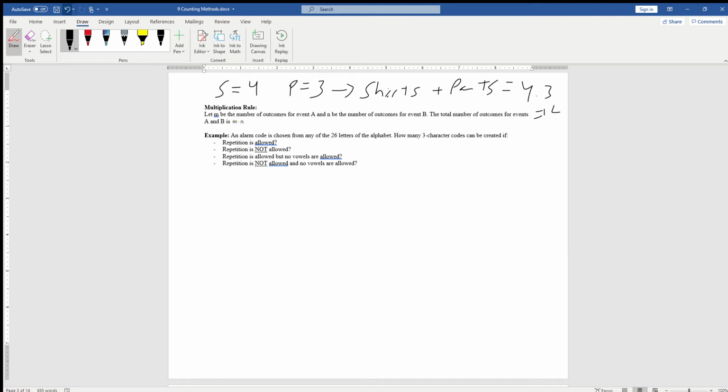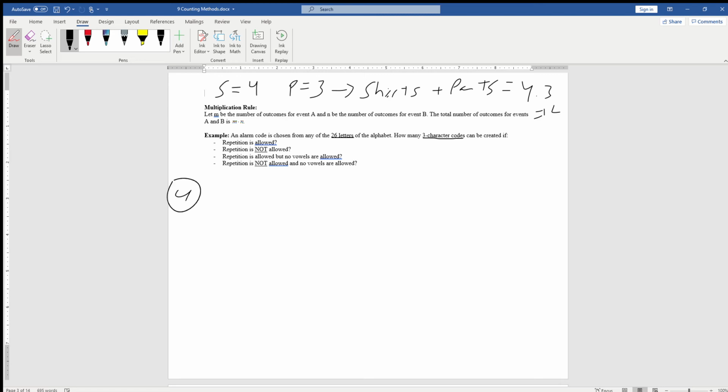Okay, so a lot of times the multiplication rule is the most fundamental rule in cryptography. So if you're trying to create some sort of firewall or some sort of algorithmically generated code or decode, the multiplication rule might be the most fundamental way of figuring out how many different codes there may be. So an example of that: let's say you have a garage door or some alarm code, and the alarm code is chosen from any of the 26 letters of the alphabet. How many 3-character codes can be created if, first of all, repetition is allowed?